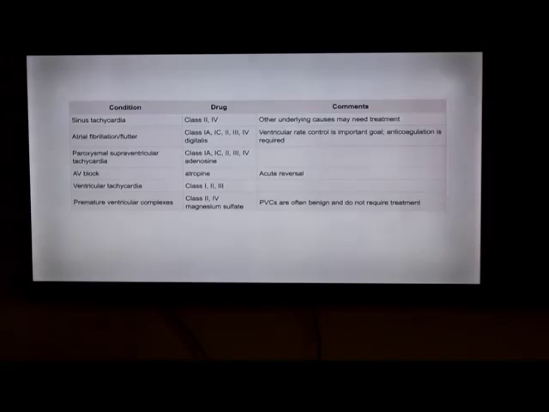SVT, AVRT, AVNRT, you can actually use anything. You can use beta blockers, you can use calcium channel blockers, the nodal ones, or class 1C or class 3. If you notice, it's mainly either beta blockers or calcium channel blockers for rate, or class 1C and class 3 for rhythm control. Ventricular tachycardia, beta blockers, or class 3. Class 1 sometimes, not always. Then PVCs, we don't need to talk about that.